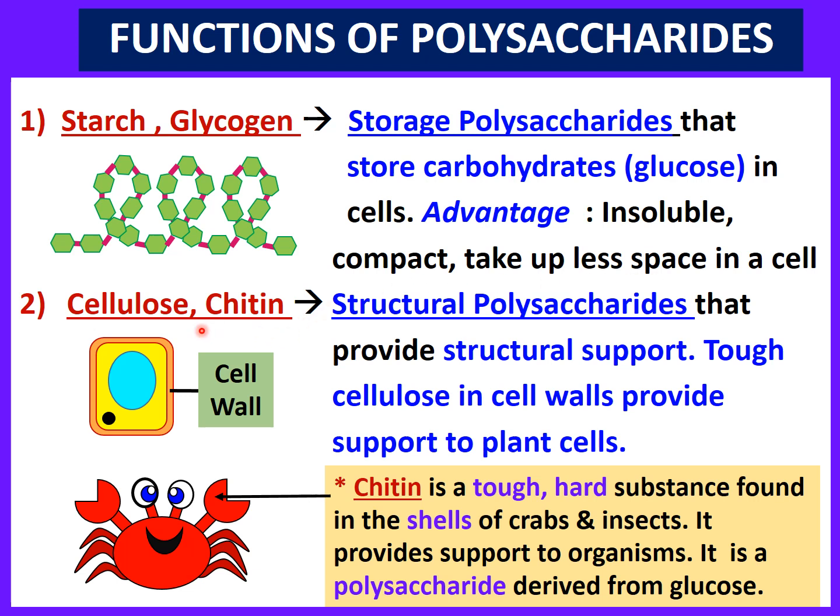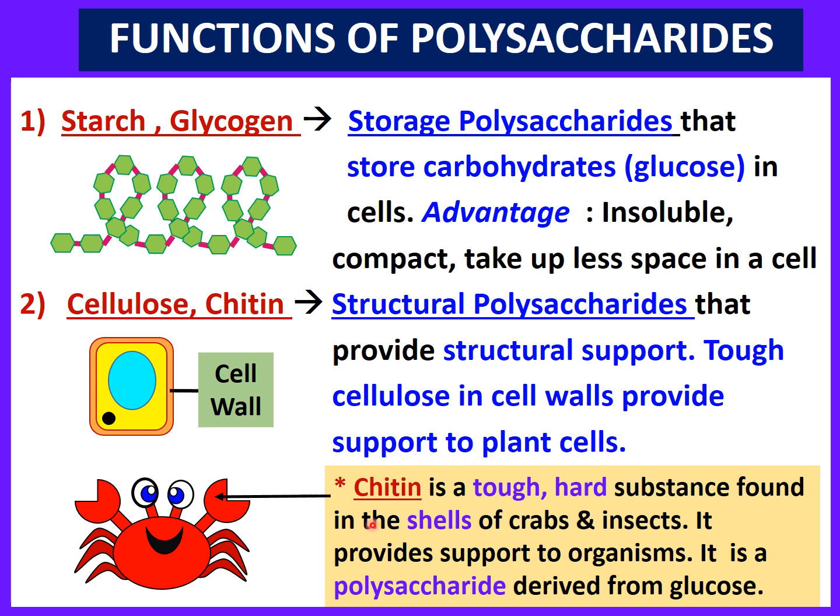Now, the second group of polysaccharides are the cellulose and chitin compound. Both are structural polysaccharides that provide structural support to the cells and to the organism. For example, cellulose is a tough and hard polysaccharide that's used to build the cell walls of plant cells, and they provide support to the plant cells and help maintain the shape of the plant cells.